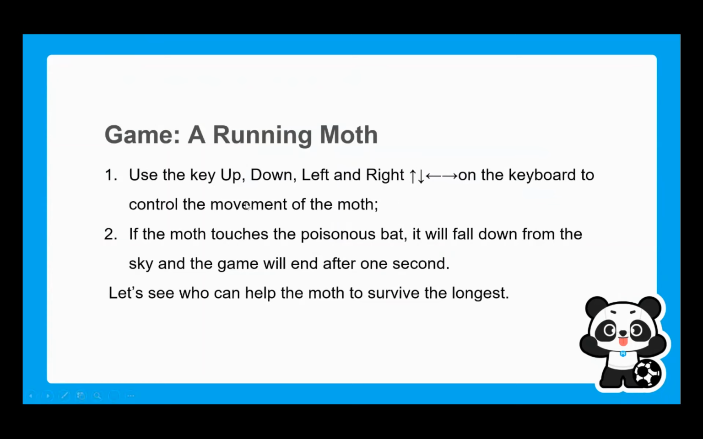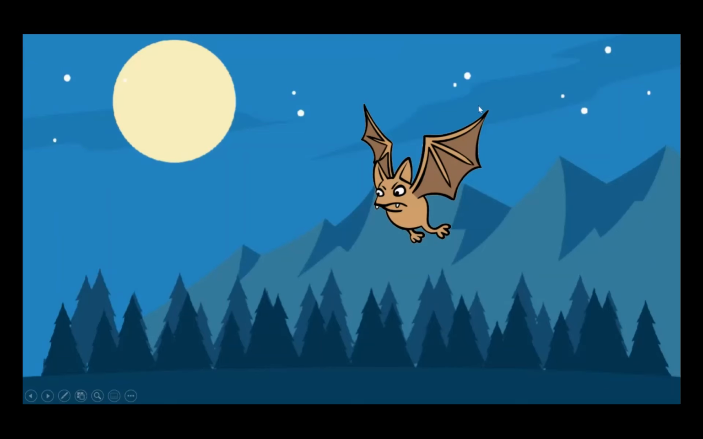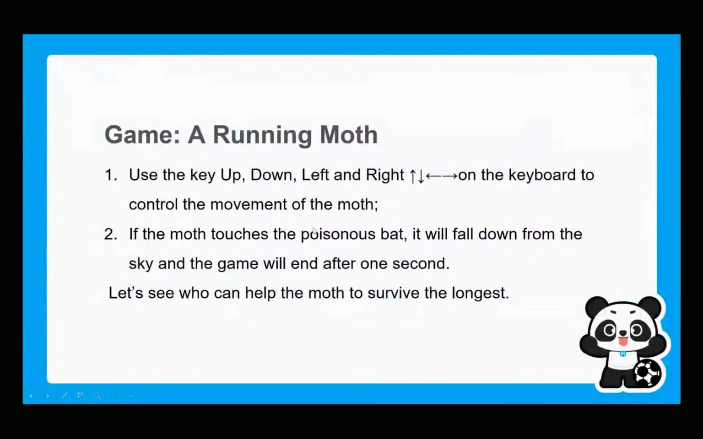And if the moth touches the poisonous bat, it will fall down from the sky and the game will end. Okay, so that's the scenario. So in this, this bat here is a poisonous bat, a scary character out in the dark forest. And if our moth gets too close and touches the bat, unfortunately, the moth is out of the game and the game is over. So we've got to play the game by getting our moth to avoid this bat. Okay, so that's what we're working towards.